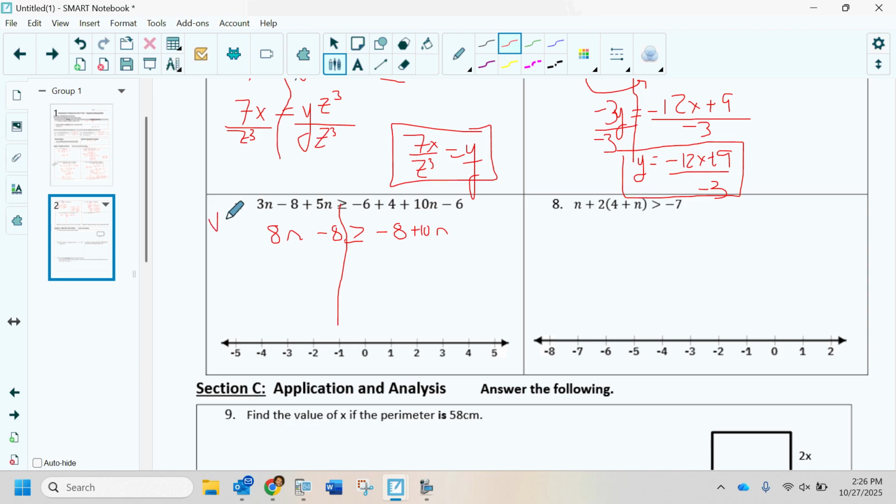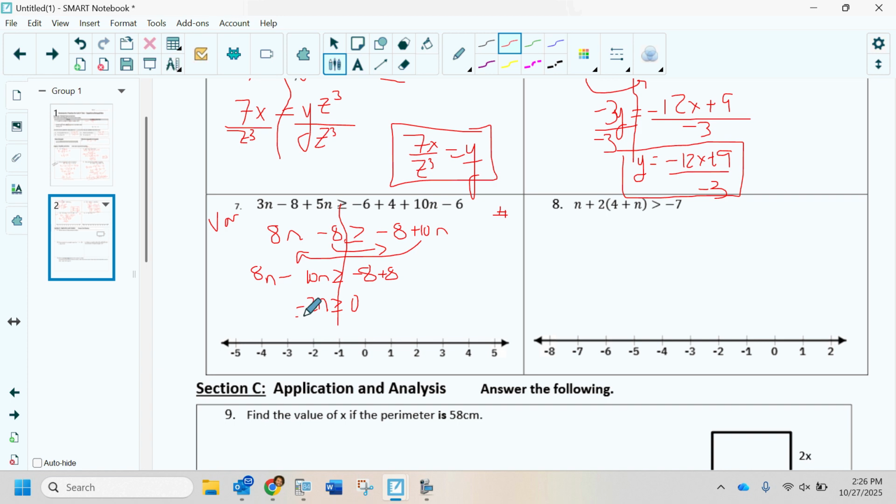Now, for inequalities, I always want my variables on the left side and my numbers on the right side. So I'm going to move my 10n over here. I'll move this 8 over here. And so I have 8n minus 10n because it crossed the river, and then negative 8 plus 8 because it crossed the river. And so I'm left with negative 2n is greater than or equal to 0.